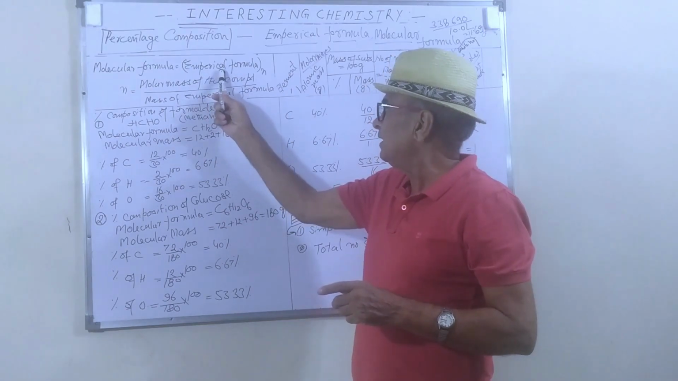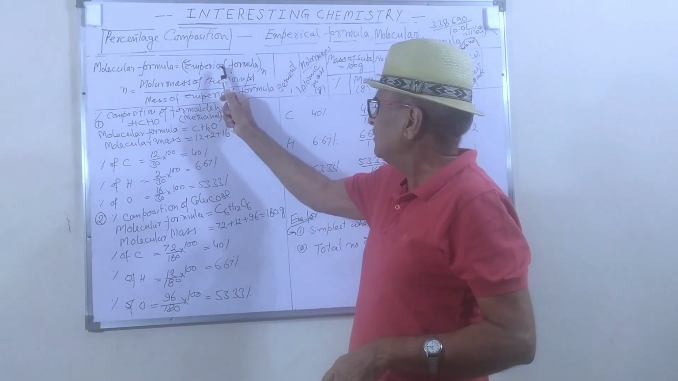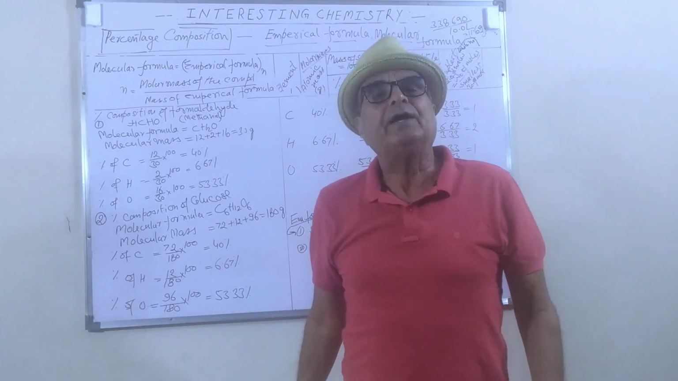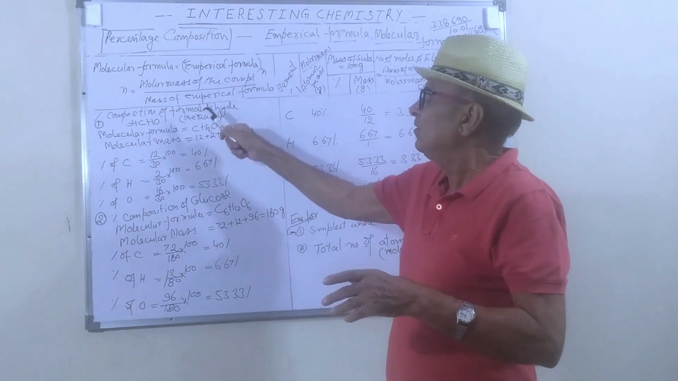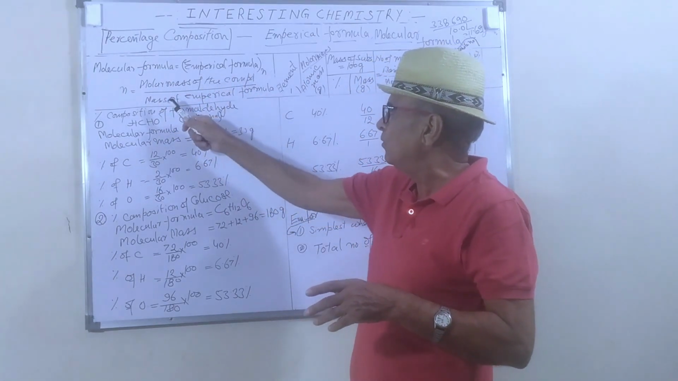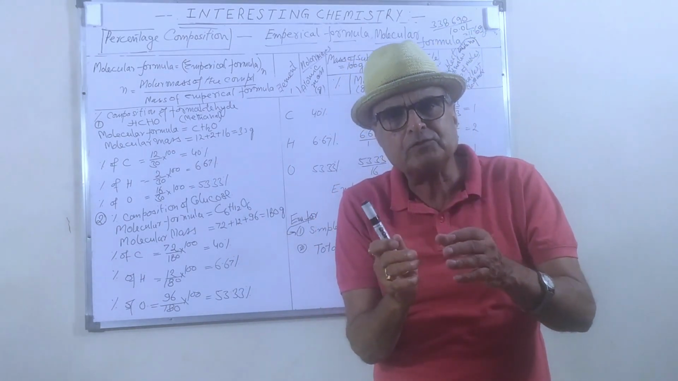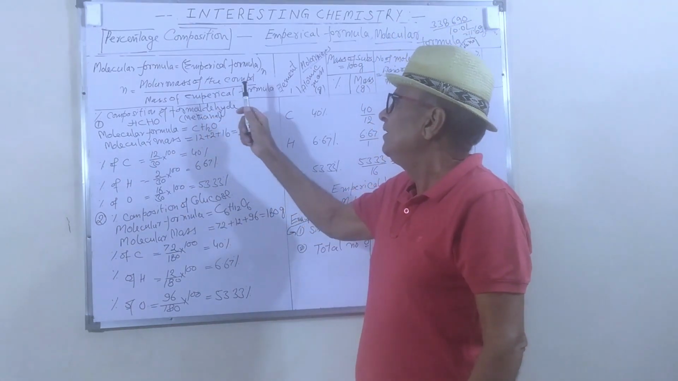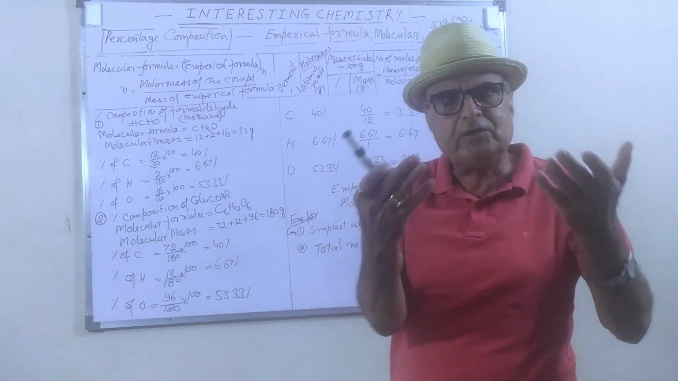This empirical formula, by multiplying with a constant n, can be changed into a molecular formula. And we can get the value of this constant n with the help of this formula: the molar mass of the compound upon the mass of the empirical formula. Or you can say, when the molar mass of the compound is divided by the mass of the empirical formula, we get the value of n.